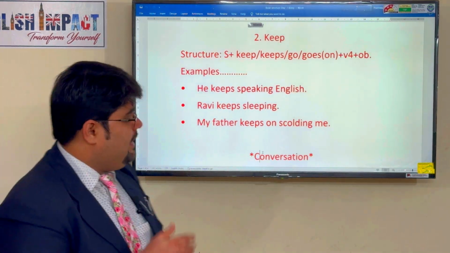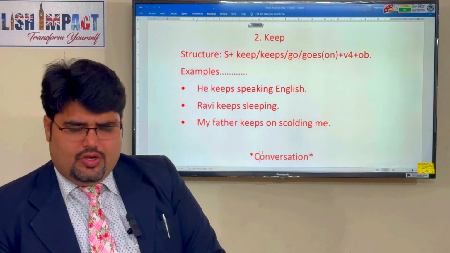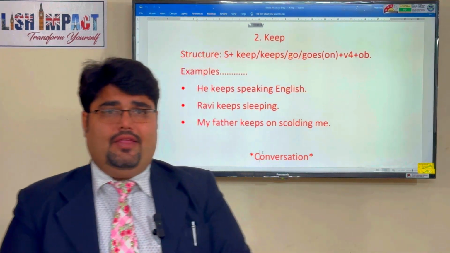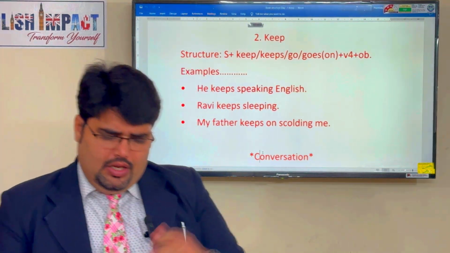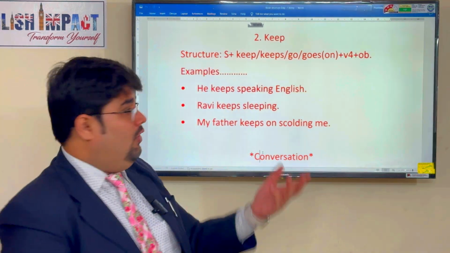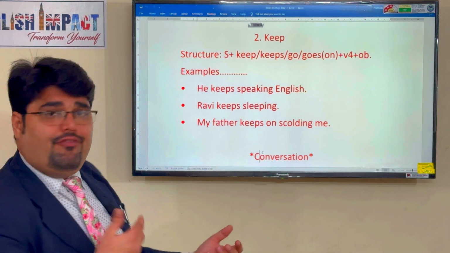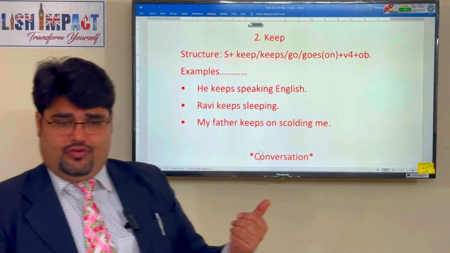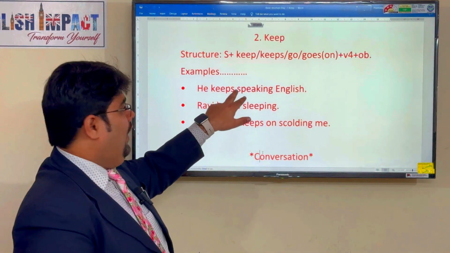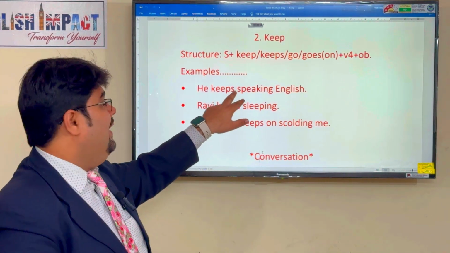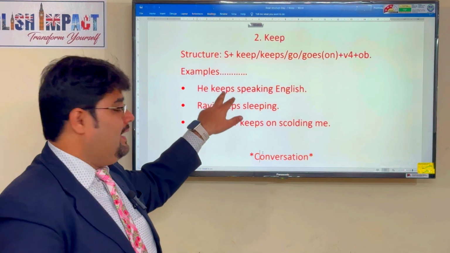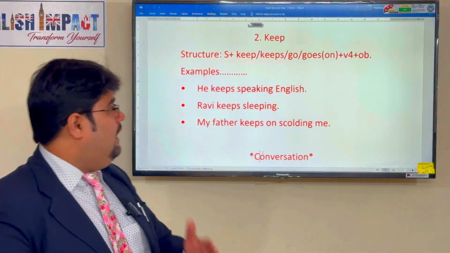So here the sentence is: He keeps speaking English. Now what is the meaning? We have framed the sentence. As we are not natives, we learn English through Hindi, so we must know what we have framed. Keeps speaking English. And I have eliminated "on", which I have already told you is optional. So the meaning is the same. वह अंग्रेजी बोलता रहता है.